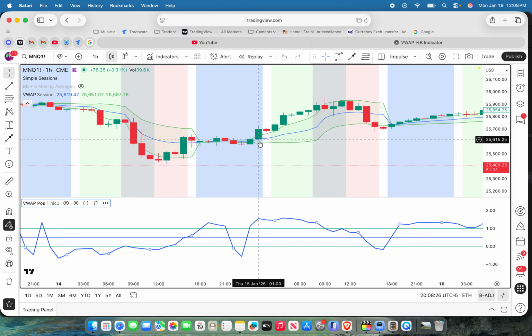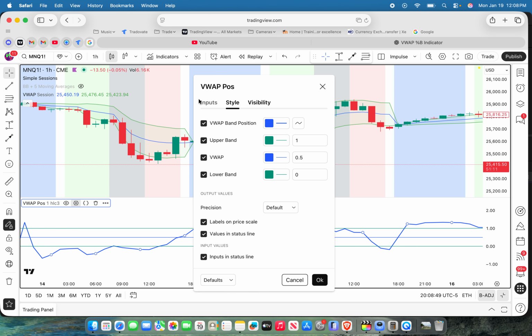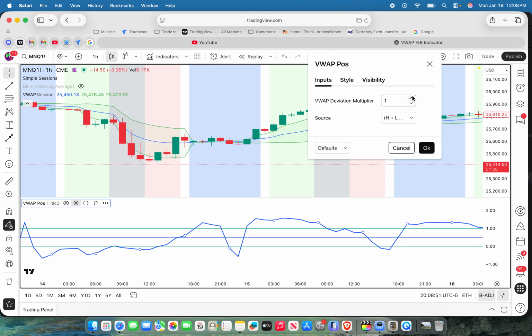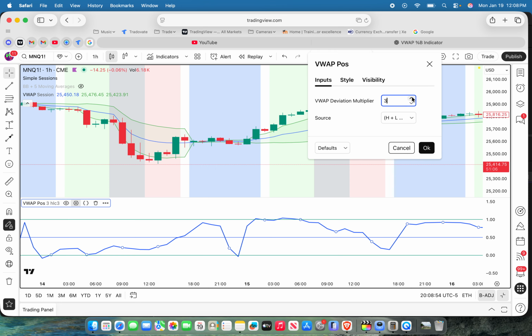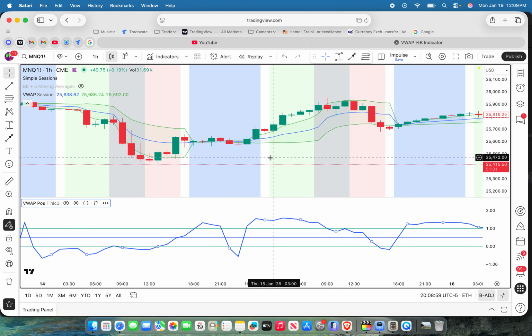And it means you can take it off the chart and put something else on, like a Bollinger Band, which I'll show you in a minute. The center line of this VWAP position is actual VWAP itself. The top line is the top band of VWAP, and the bottom line is the bottom band of VWAP. And we can go into the inputs and change the multiplier, so the bands expand just like they would on the actual VWAP indicator on the chart.